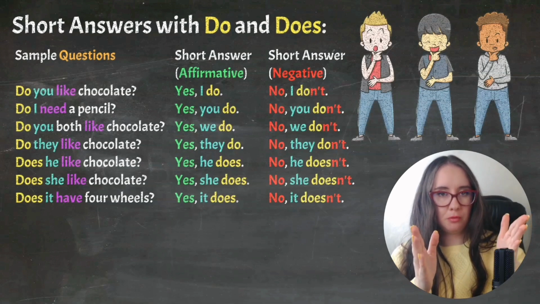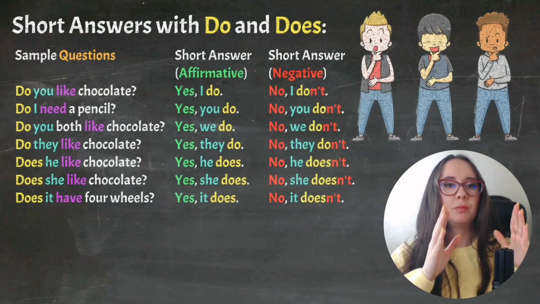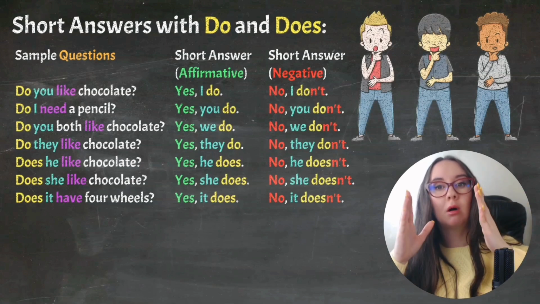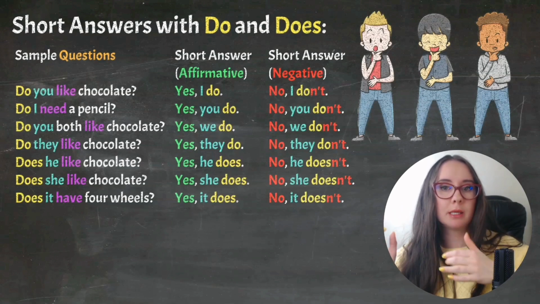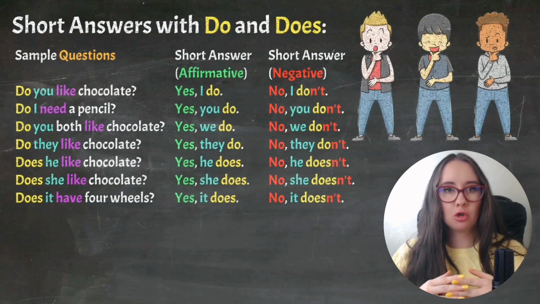So, positive short answer: yes, subject, auxiliary verb do or does. Negative short answers: no, subject, auxiliary verb do or does, plus the negative word not. This is what we have about short answers.